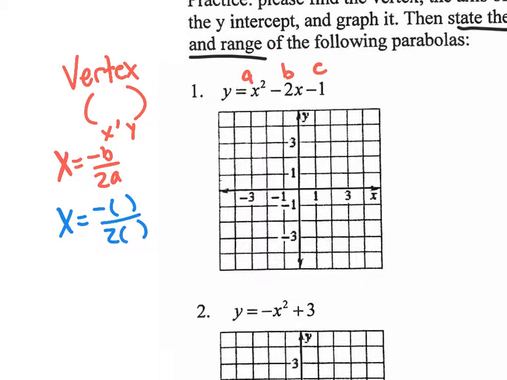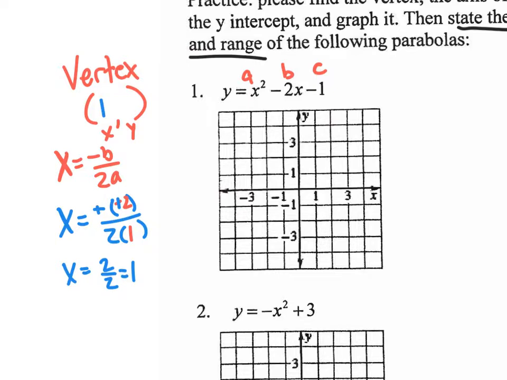So let's plug in the b value, which is negative 2, the a value, which is 1. So when we simplify this, we're going to have x equals positive 2 over 2. 2 over 2 is really just 1. So we just found the x value of the vertex, which is 1.